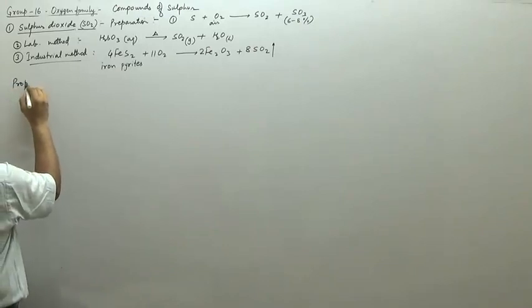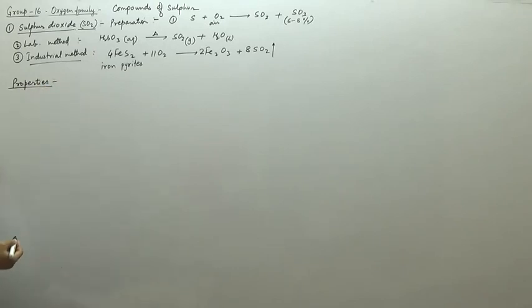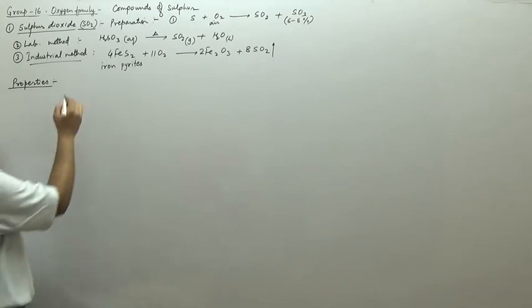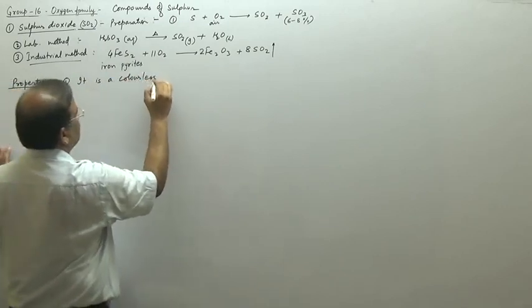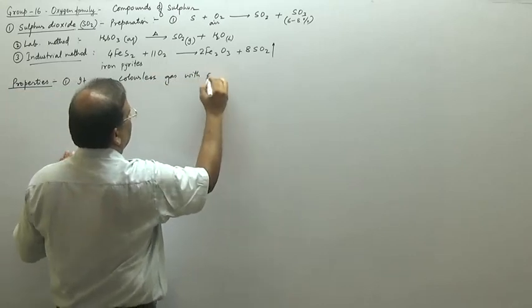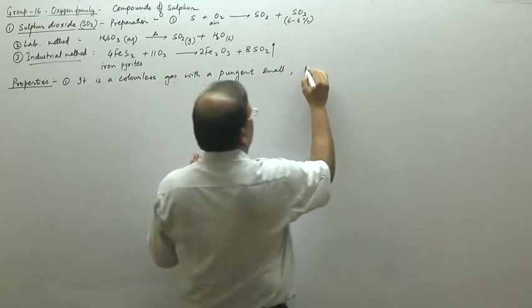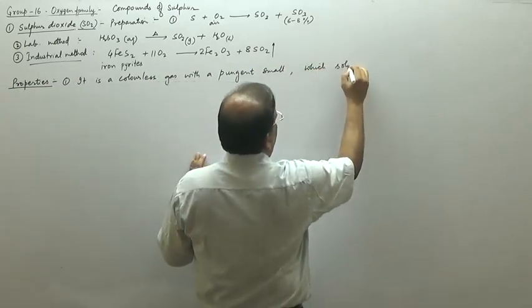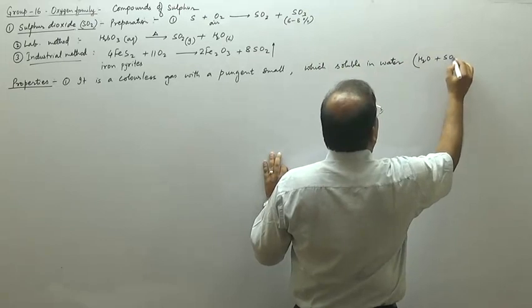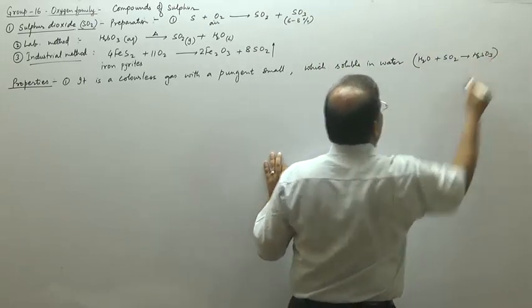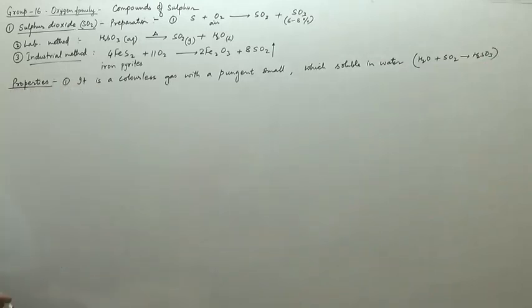The properties of SO2: it is a colorless gas with a pungent smell, and it is soluble in water. It is soluble in water because it reacts with water to form H2SO3. So that is how we can write its properties. You know that it is a colorless gas.